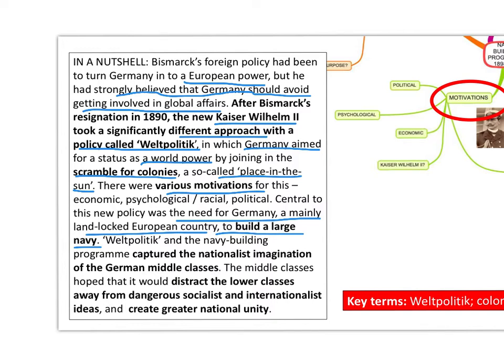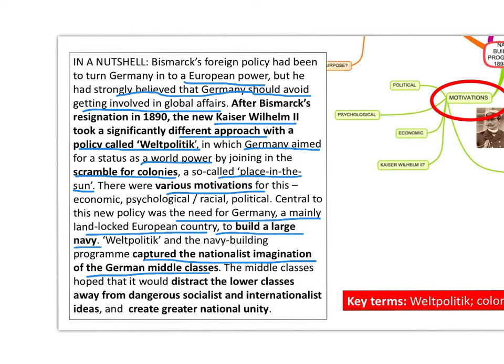And so what happened is the Kaiser introduced a navy building program. The government backed the creation of the navy, and for various reasons that we'll look at, it arguably was successful. It captured the nationalist imagination, and in particular the German middle classes really loved it. They agreed with the Kaiser. And part of the reason for that comes down to this fear of the socialists.